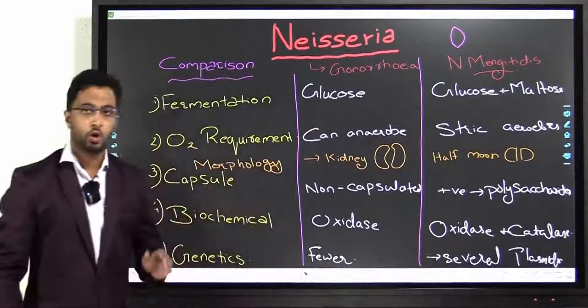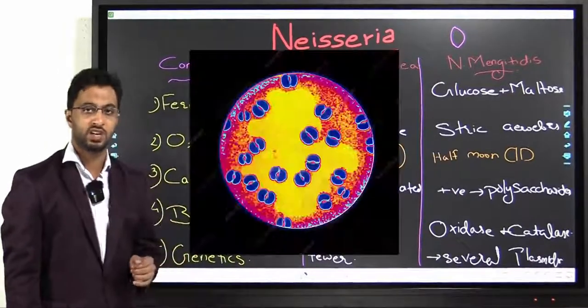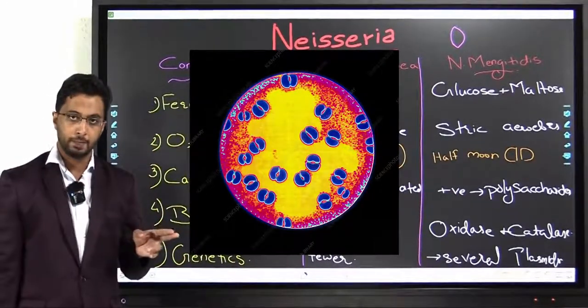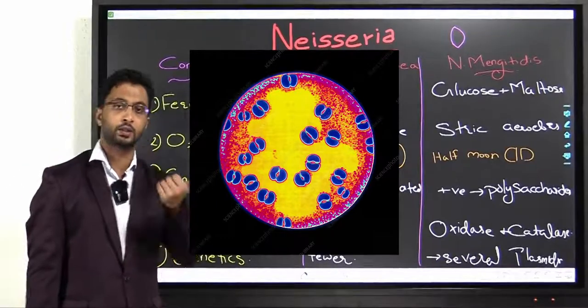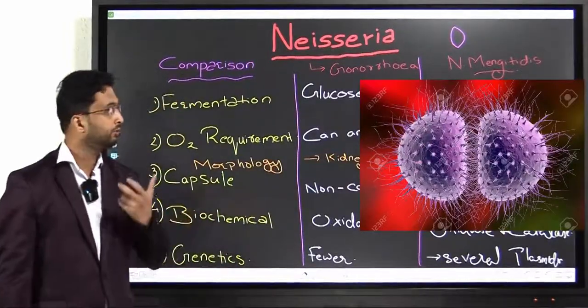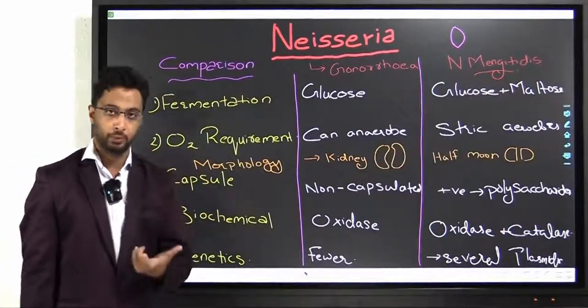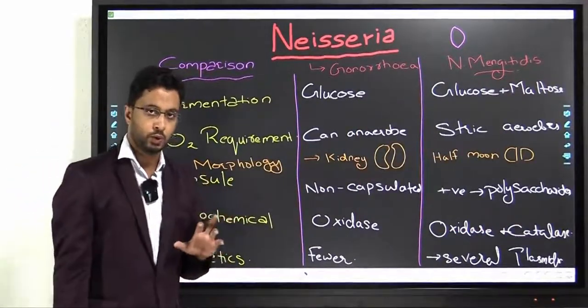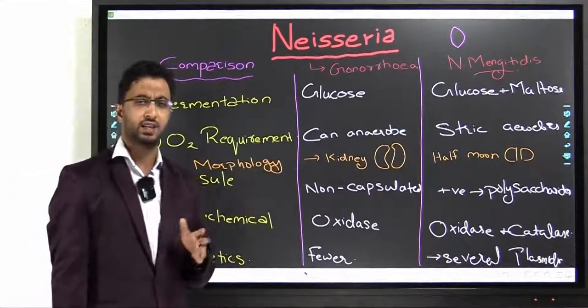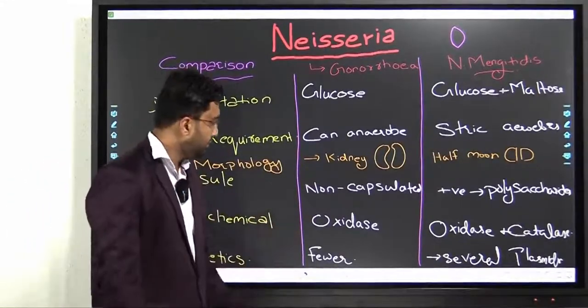I'll just show you on my first image, which you can see there, which is the gonorrhea, which is kidney shaped, and on the other side you can see the image of the meningitis, which is half moon shaped. Okay, so hope you can remember this image also, because at times they can give you all these characteristics.